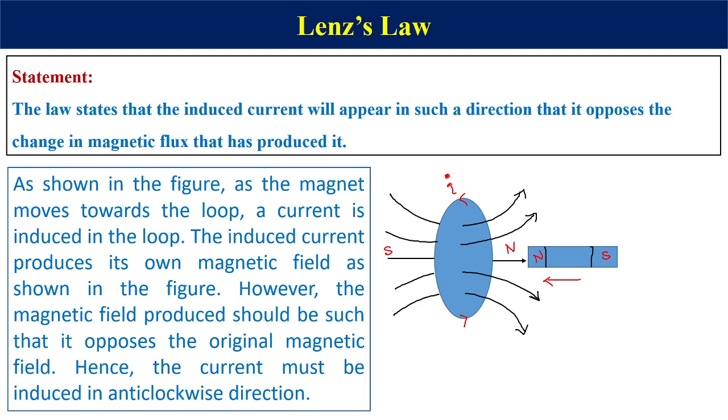So Lenz's law statement is: the law states that the induced current will appear in such a direction that it opposes the change in magnetic flux that has produced it.